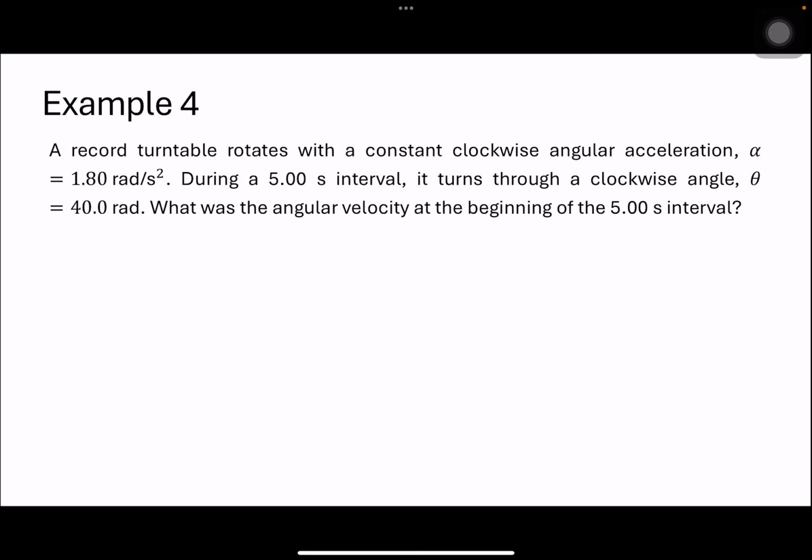Example number 4 reads: a record turntable rotates with a constant clockwise angular acceleration of 1.8 radians per second squared, and during the 5-second interval, it turns through a clockwise angle of 40 radians. What was the angular velocity at the beginning of the 5-second interval?